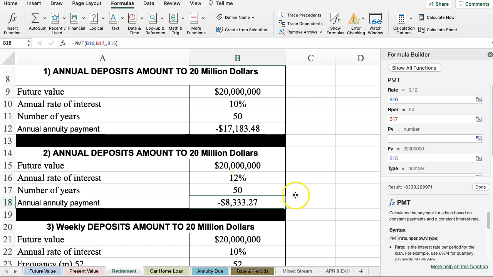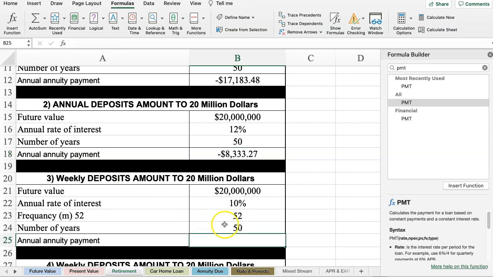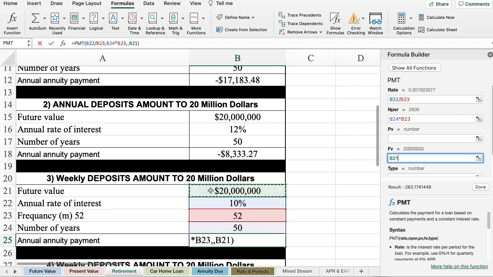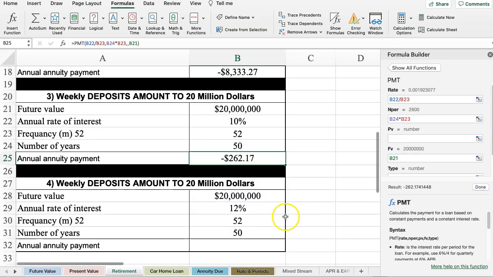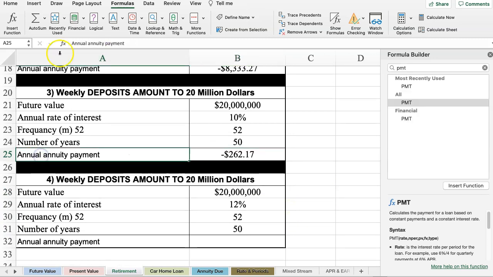What if we're looking at a weekly deposit, putting money aside every week? We're going to use the payment function again. Now we divide our rate by the frequency, take the 50 years and multiply by the frequency, and our future value is 20 million. That means we'd have to save $262 a week to get to that. And I should change this label. This should be weekly payment.